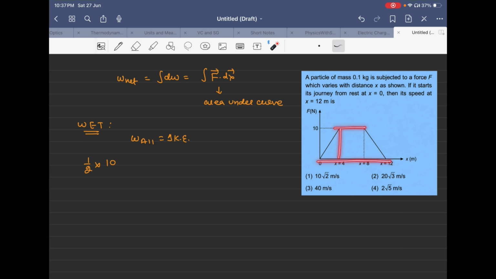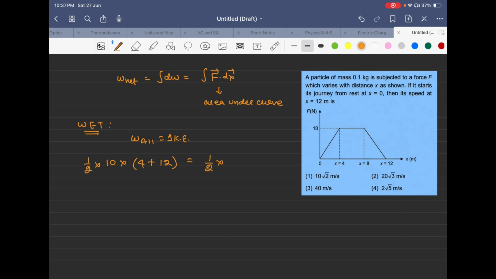So you can say 1 by 2 times height. The sum of parallel sides will become 4 plus 12, the length from here to here is 12. So it will become work done by all forces equal to change in kinetic energy.